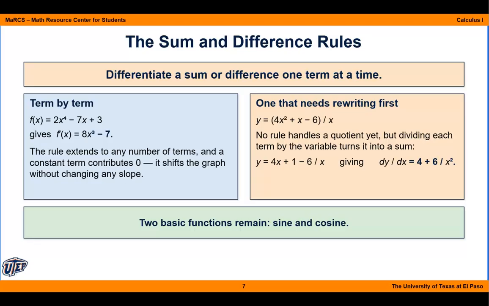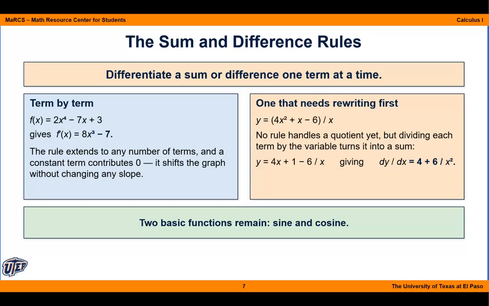The example on the right looks like a quotient, and we have not introduced the quotient rule yet. However, we can divide every term in the numerator by x. This rewrites y is equal to (4x squared plus x minus 6) divided by x as y is equal to 4x plus 1 minus 6 divided by x for x not equal to 0. Now differentiate term by term to obtain dy dx is equal to 4 plus 6 divided by x squared. The restriction x not equal to 0 remains because rewriting it does not restore the missing input from the original function.